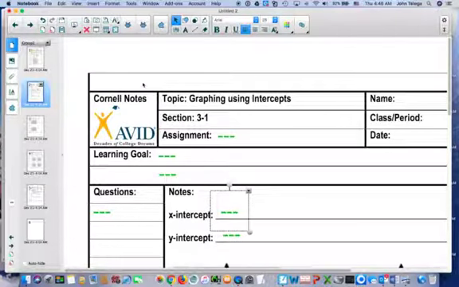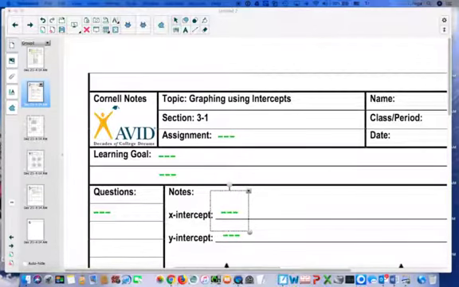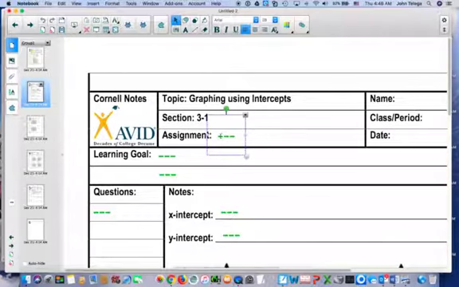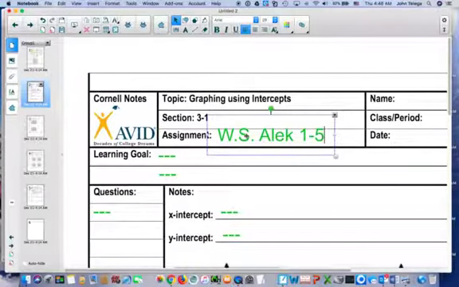Okay, now let's go on to the next part. This is graphing using intercepts. So next page, go down to graphing intercepts. We got a little bit to set up here. First of all, we had an Alex assignment for this, which was worksheet Alex 1-5. So if you haven't done that yet, do that.